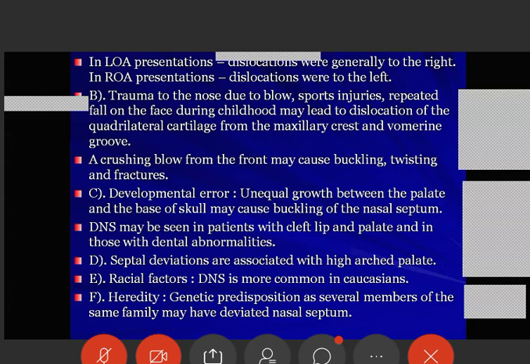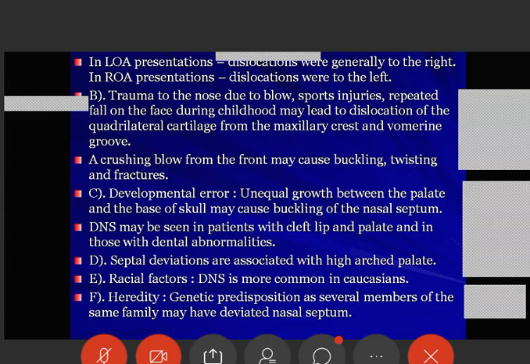Due to an unequal growth between the palate and the base of the skull, there may be buckling of the nasal septum. So DNS may be seen in patients with cleft lip and palate and mental abnormalities. Among other causes, septal deviations are associated with a high arched palate.